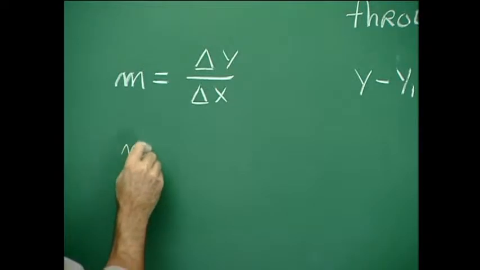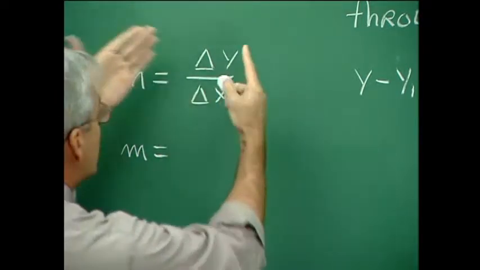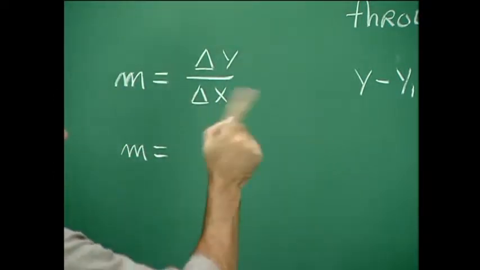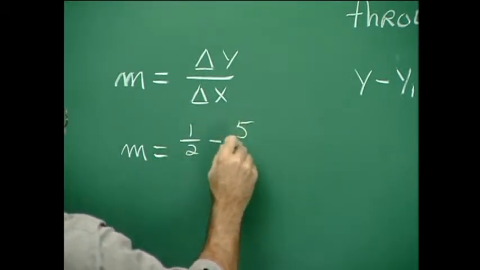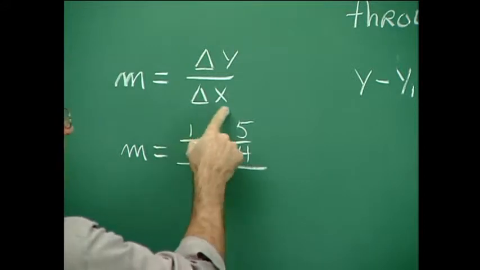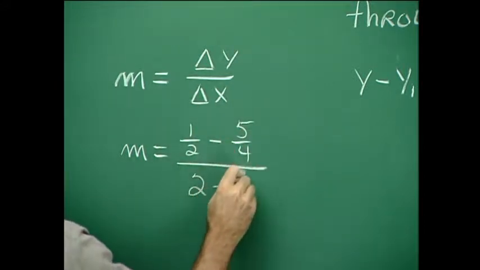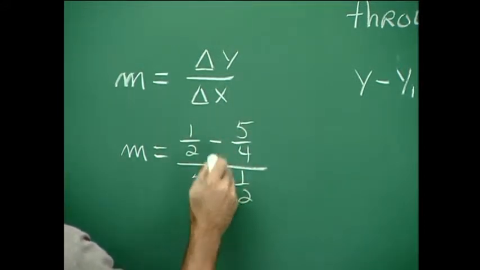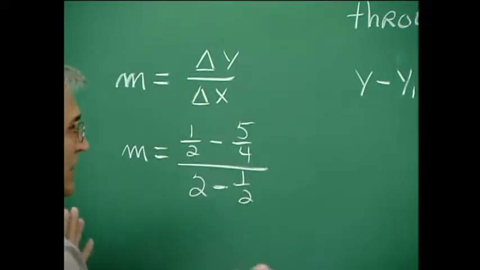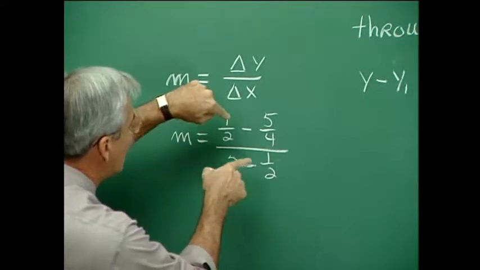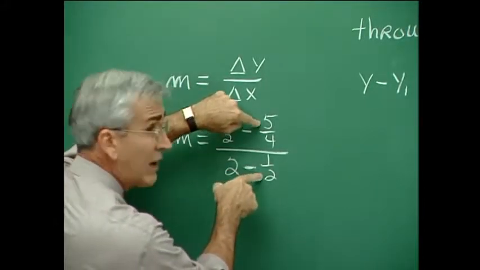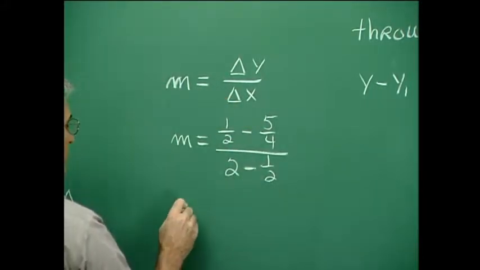Okay, so the slope then is, now the change in y, difference in y components. I'm looking over there and I see 1/2 minus 5/4. And the change in x components, I'm seeing 2 minus 1/2. See, this is kind of a handy notation, but you just have to make sure that you have an xy pair here that are associated with one another and the other xy pair over here. That's the important thing.